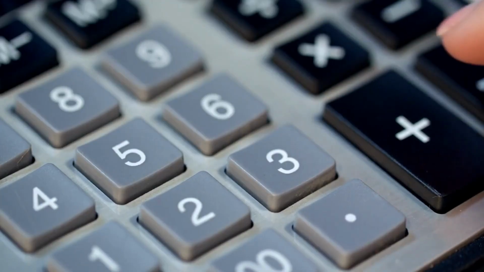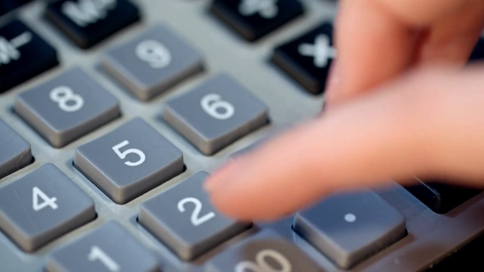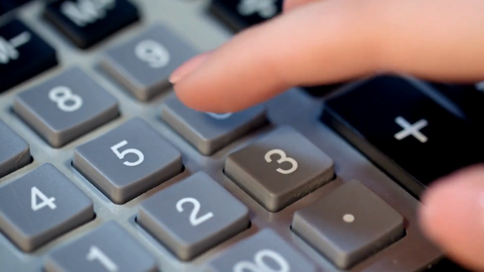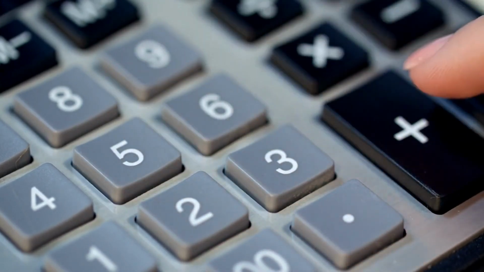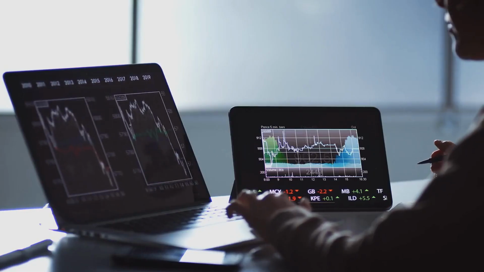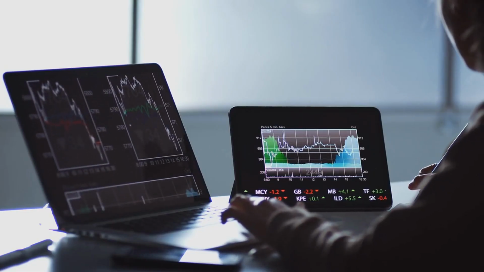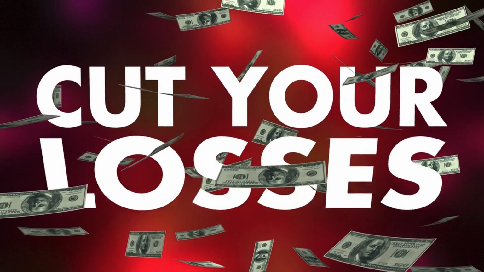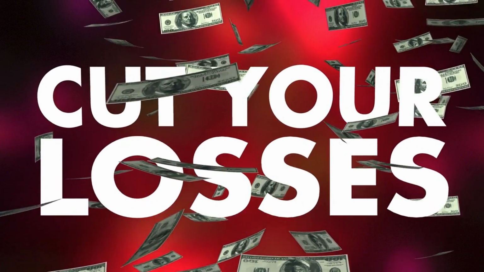To determine my risk tolerance, I use a simple formula that takes into account my account balance, the percentage of my account I'm willing to risk per trade, and my stop-loss distance. This helps me determine the lot size I should trade, which will limit my potential losses to a predetermined amount. Once I know my lot size, I determine my position size based on the stop-loss distance and the entry price of the trade.